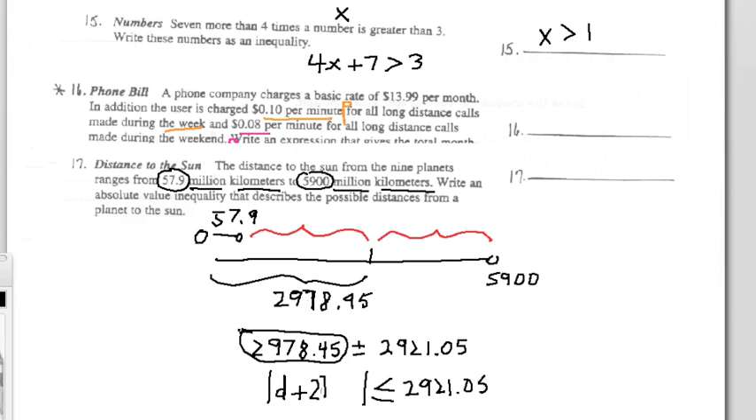It's going to be minus, because we're going to think about it this way, we're going to back it out. The actual distance is going to be the distance minus, and why is it minus? We're going to see when we solve this. I keep transposing this to 2978.45. That difference is going to be less than or equal to 2921.05. And why is that?